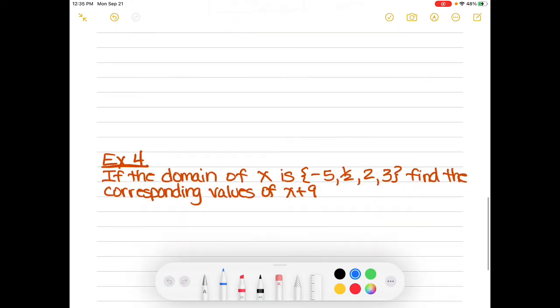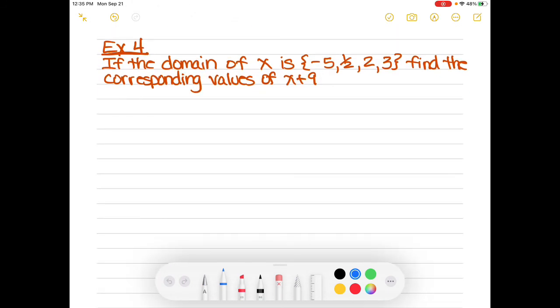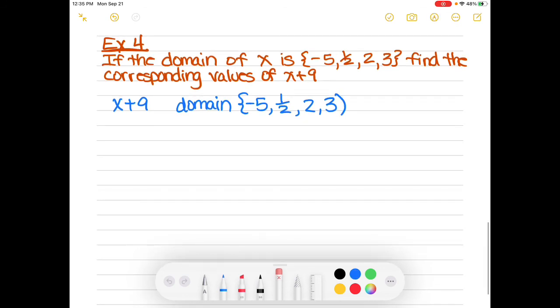Okay, next one, example 4, says if the domain of x is -5, 1/2, 2, 3, find the corresponding values of x plus 9. So on your notes, instead of writing this all out because it's a lot of work, what I want you to write out is x plus 9 and then domain. So you don't have to write out all those words. Just write out what's in blue on here. So all I'm writing out is the important parts. This is kind of like what you'll see on your assignment. It will look more like this than all those words.